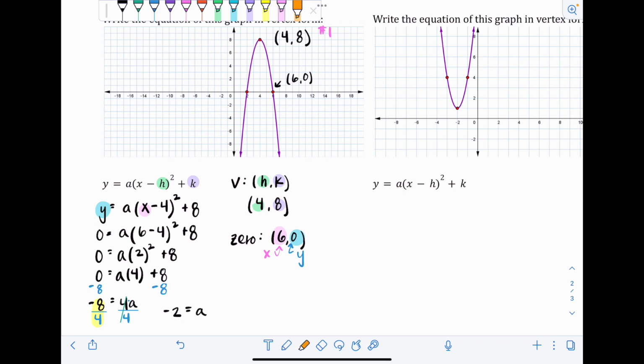So then now we take that negative 2 that we got for a, and we put it back into this equation that had the x and the y still there, but did have h and k put in. So we have y is equal to negative 2 goes in the spot for a, and then times (x minus 4). That was h, 4. And then plus k at the end. k was 8, so plus 8. So y is equal to negative 2 times (x minus 4) squared plus 8.